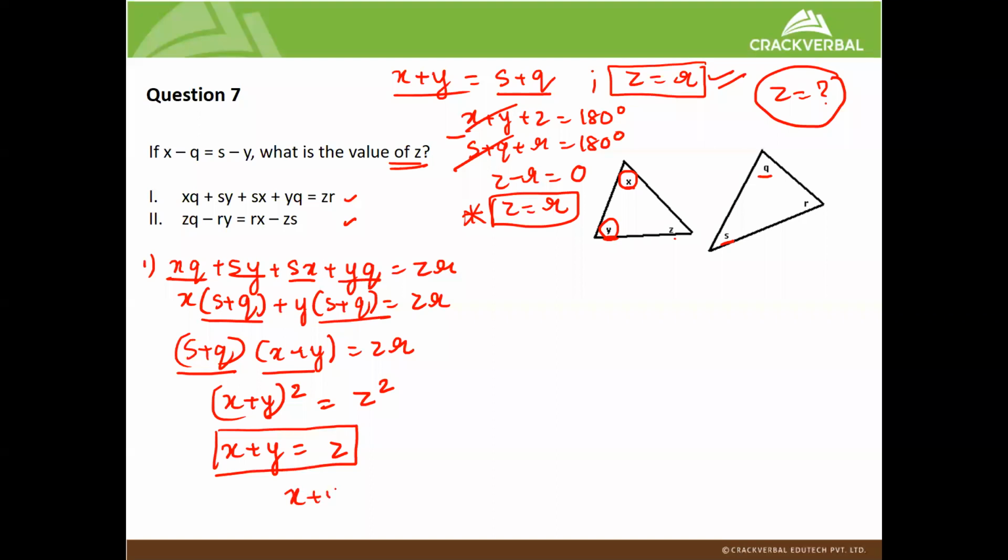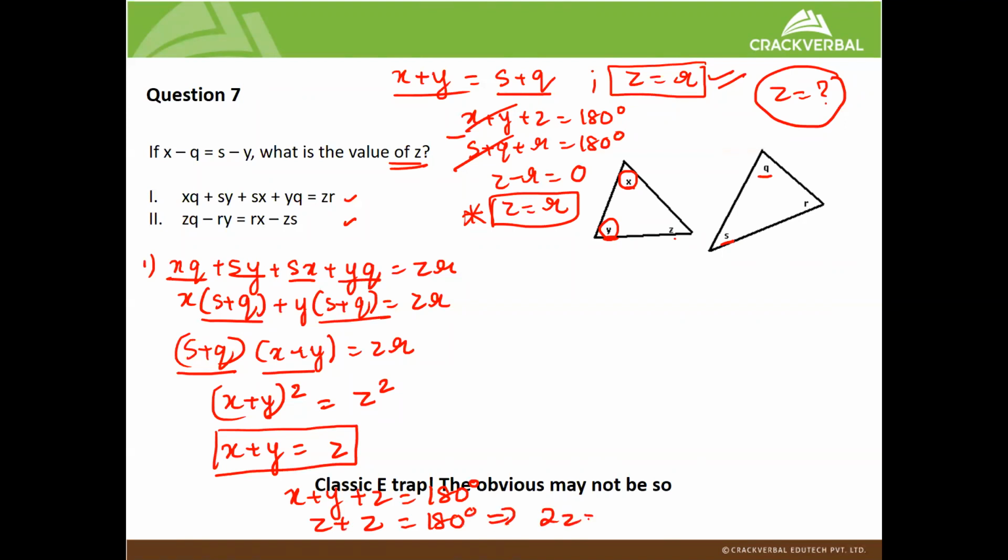I'll prove it to you again. I know x plus y plus z is equal to 180 because it's the sum of all interior angles in a triangle. X plus y is z, so z plus z is 180. That gives me 2z is 180, which gives me z is equal to 90. So the first statement is clearly sufficient and the two possible answer choices are A and D.